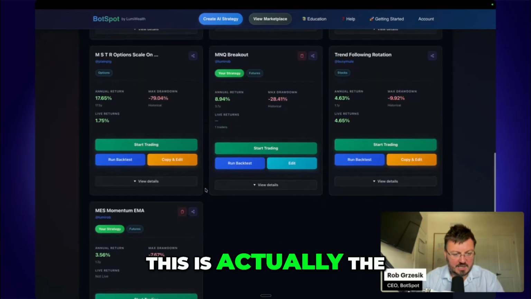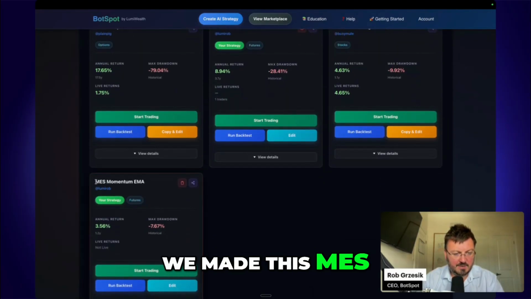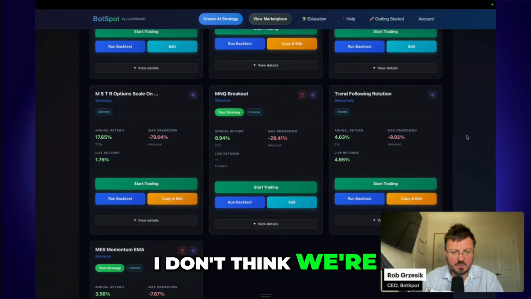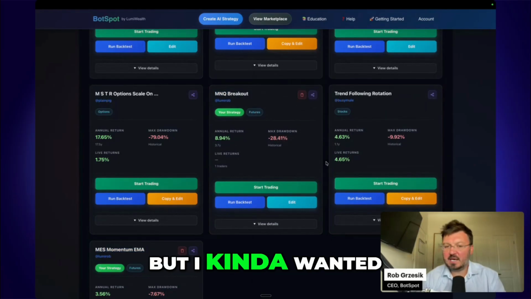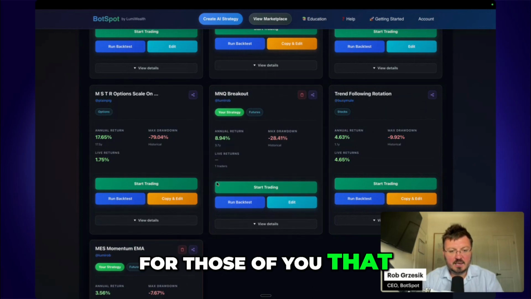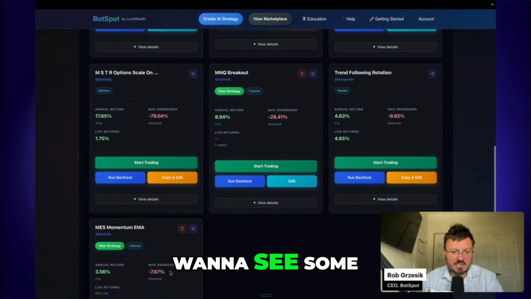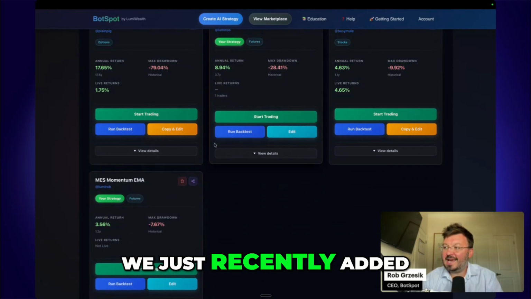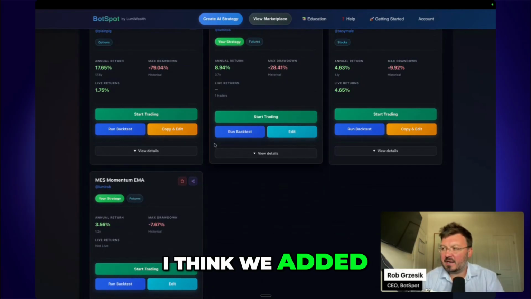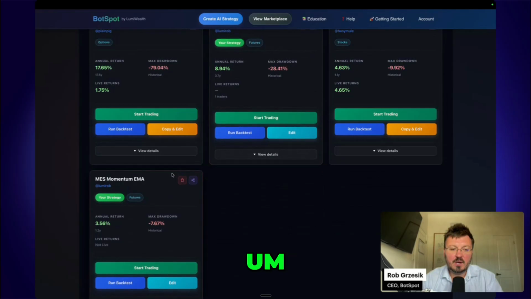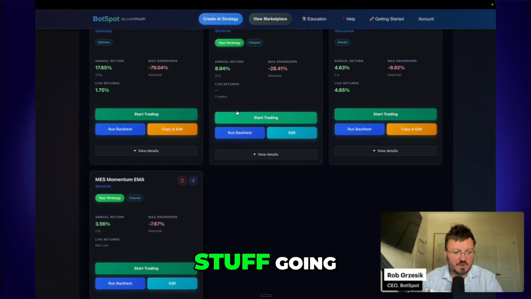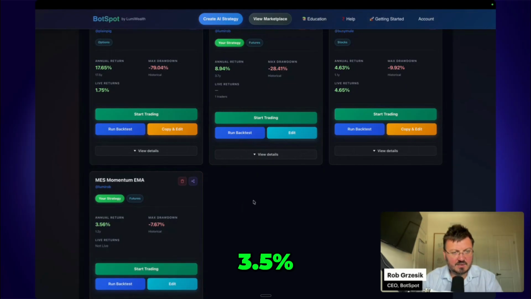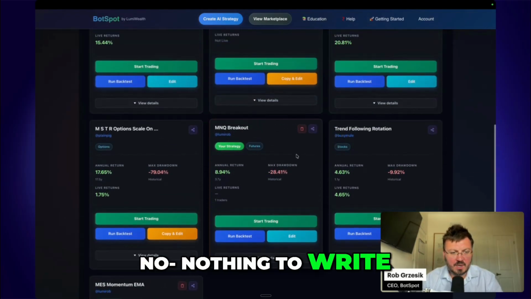This is actually, we made this MES momentum strategy and this MNQ breakout strategy. I don't think we're far enough yet with futures, but I wanted to point that out for those of you that are interested in futures and want to see some. This is the early stages; we just recently added futures to our platform, maybe 2 or 3 weeks ago, and we started to actually get some futures stuff going. So nothing too special yet. 9%, 3.5%. Nothing to write home about just yet.